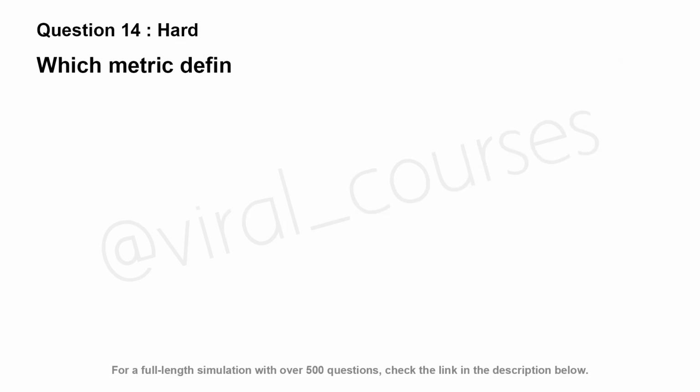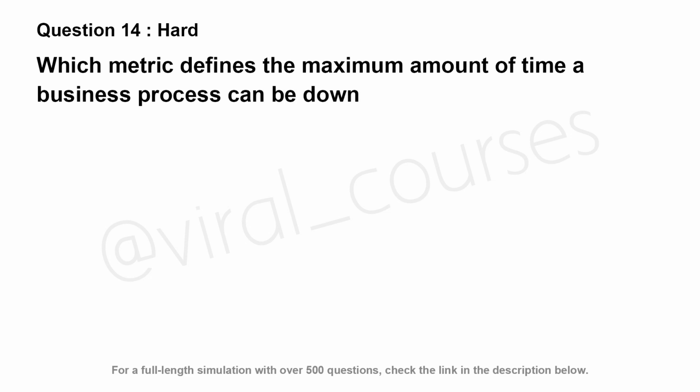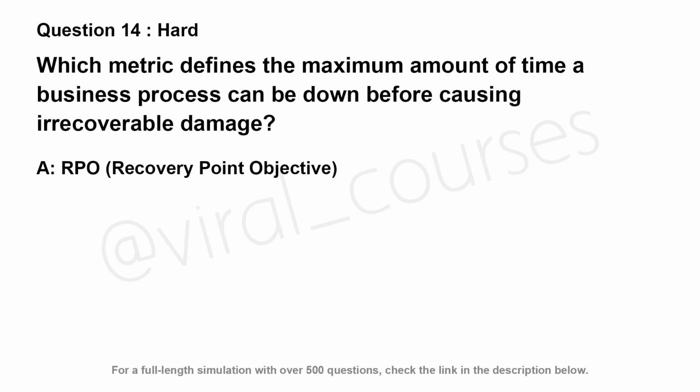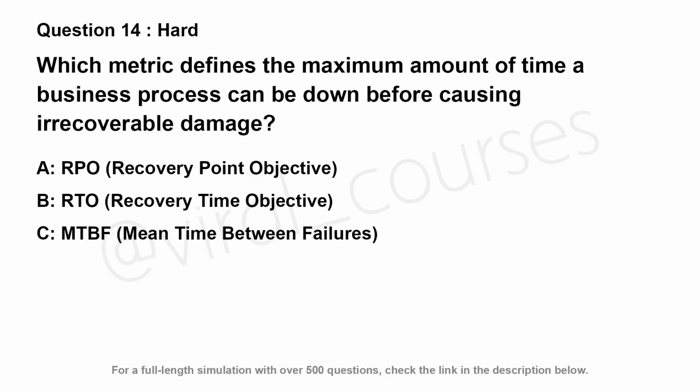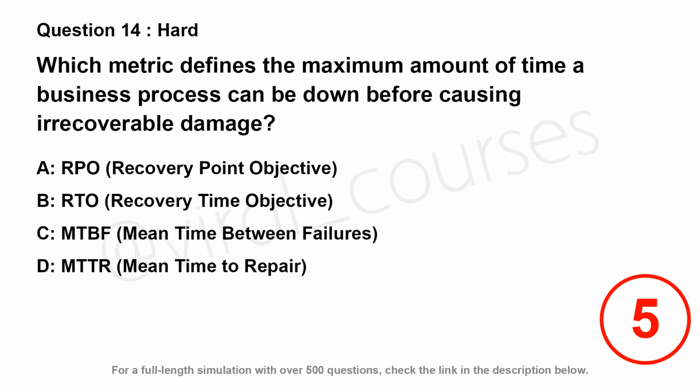Which metric defines the maximum amount of time a business process can be down before causing a recoverable damage? Option A. RPO, Recovery Point Objective. Option B. RTO, Recovery Time Objective. Option C. MTBF, Mean Time Between Failures. Option D. MTTR, Mean Time to Repair.